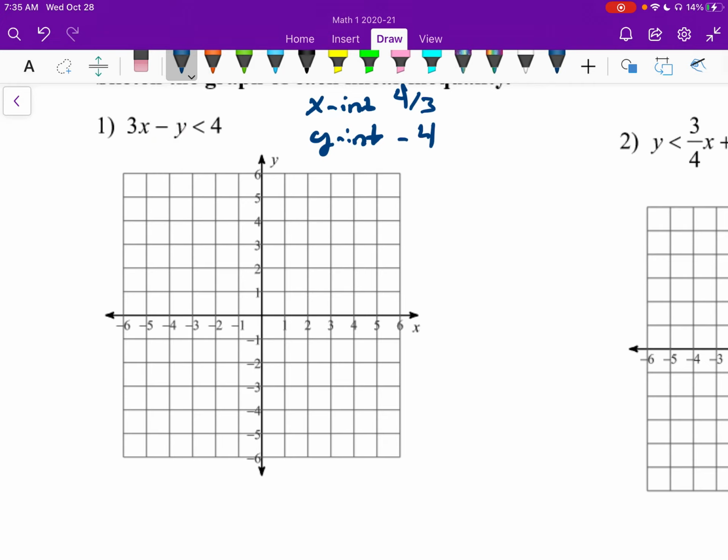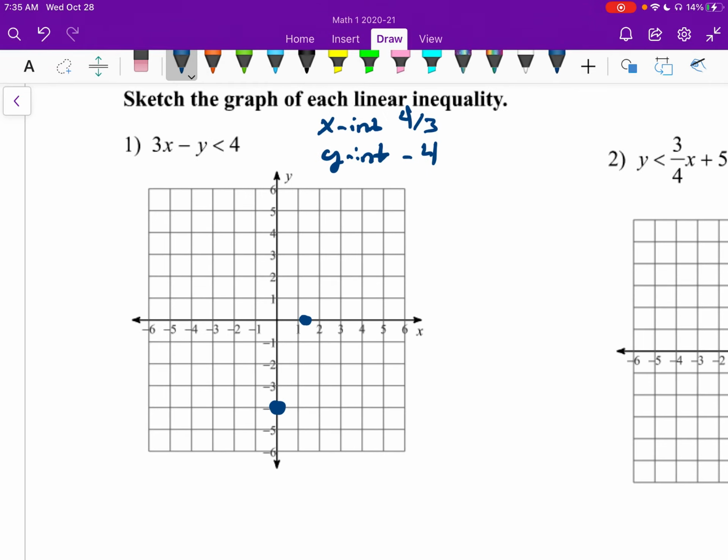So I'm going to put dots on the x is 4/3 and y is -4. And now we need to draw our line. So whenever we draw our line, we need to look and see, is this a less than or is it a less than or equal to? If there's no equal to bar, then it's going to be a dotted line, right? So I'm going to have a dotted line here. And again, lines have arrows, so we need to have arrows.